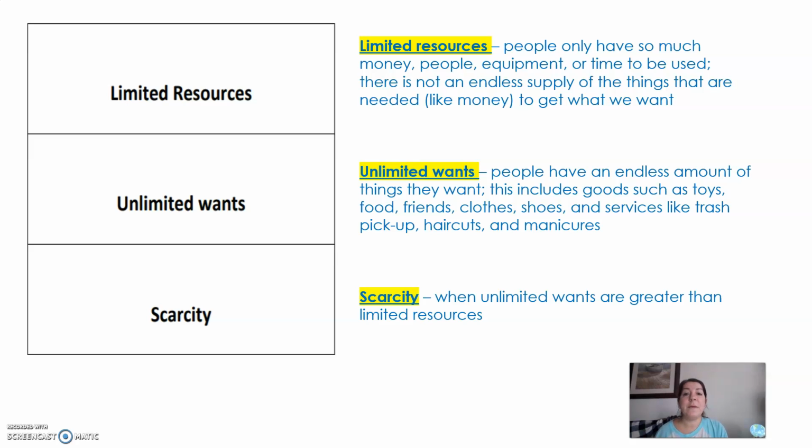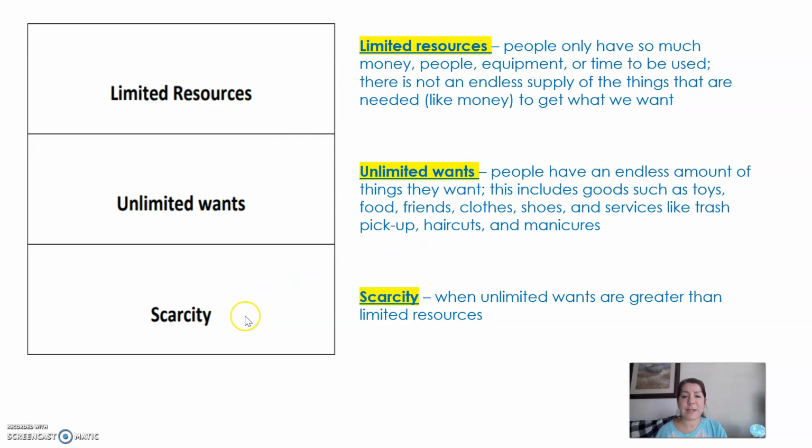That's limited. Next, we move down to unlimited wants, and this is that we have an endless amount of things that we want. This can include things like toys, food, friends, clothes, shoes, things that you want to have done, like getting your trash taken out. I know I have to put my trash outside the door. I might want to go and get my hair cut. Maybe there's not an appointment available. Or maybe I want to go get my nails done. These are all different things that I want.